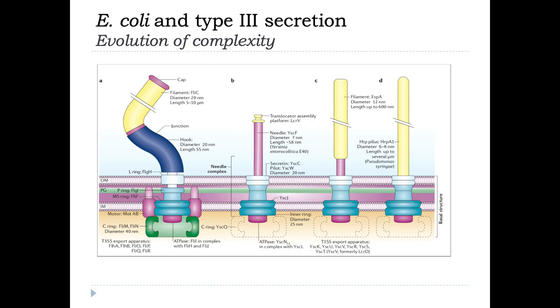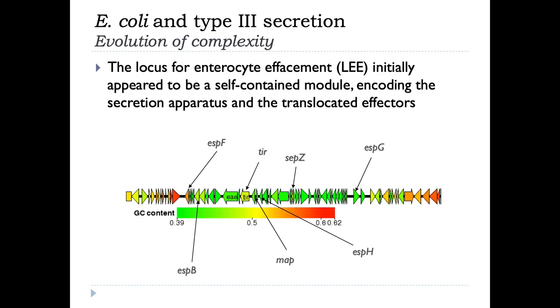It's a very sophisticated kind of molecular motor that is involved in transporting those proteins. But we also see other type 3 secretion systems that are involved in the export of virulence effectors that subvert eukaryotic cells. And I got involved a few years ago in studying one particular genetic locus, the locus of enterocyte effacement, which we thought of as a self-contained module that gets shoved into the genome and encodes a secretion apparatus and various translocated effectors that go with it.